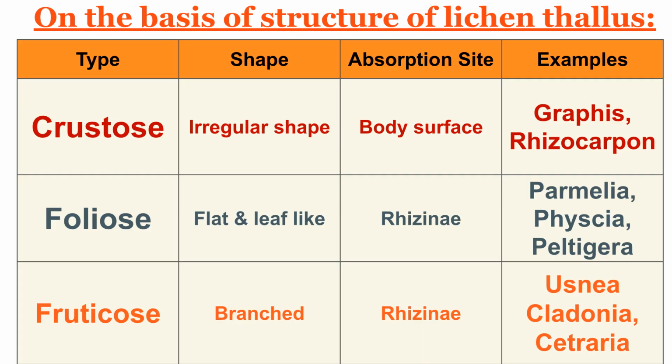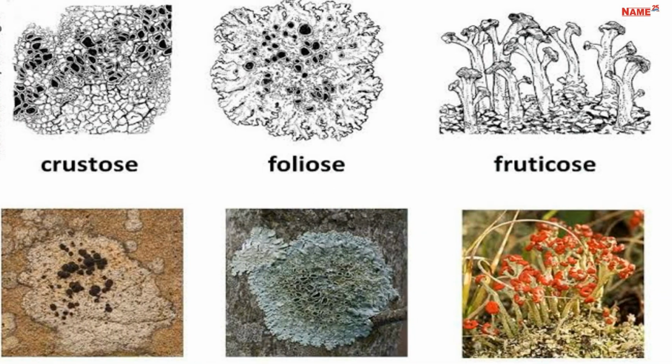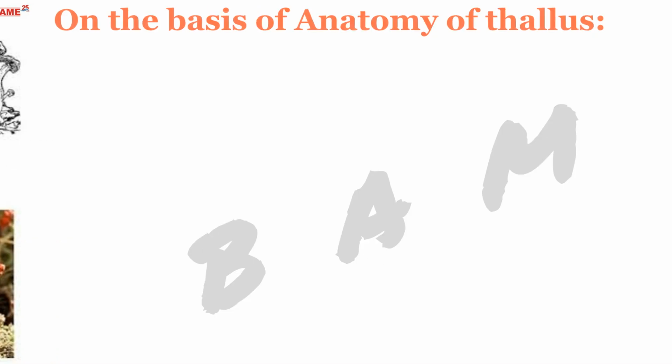Classification based on the thallus structure includes crustose, which are irregular shapes that absorb via the body surface, foliose, which are flat and leaf-like, absorbing via rhizines, and fruticose, which are branched and also absorb via rhizines. Observe the distinct visual differences between crustose, foliose, and fruticose lichens.